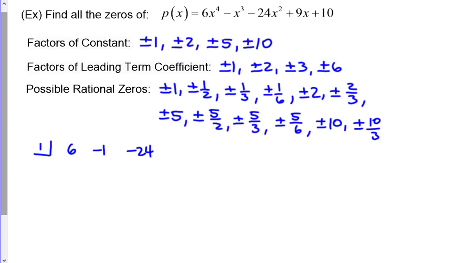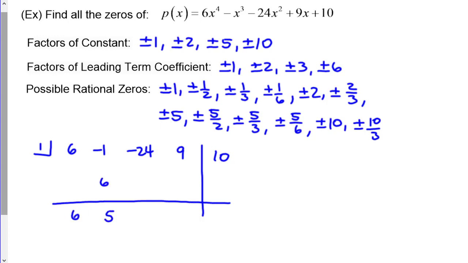All right, so here's my coefficients. I bring the 6 down. 6 times 1 is 6. This becomes 5. 5 times 1 is 5. Negative 19. That's negative 19. 9 and negative 19 give me negative 10. 1 times negative 10 is negative 10, and these add up to 0. So positive 1 is a rational 0.